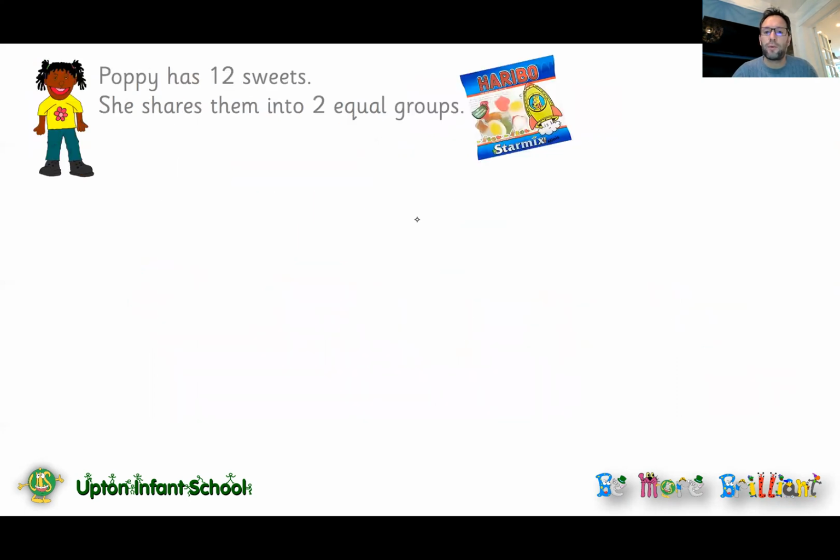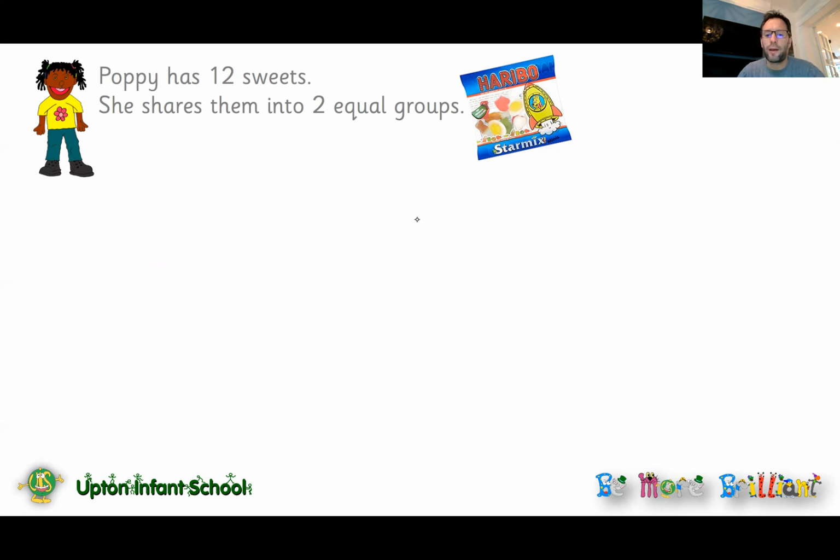So let's try another one all together. So here's our friend Poppy again. And Poppy, lucky old Poppy's got more Haribo. She does seem to have a lot of Haribo, doesn't she? So Poppy has 12 sweets. She shares them into 2 equal groups.